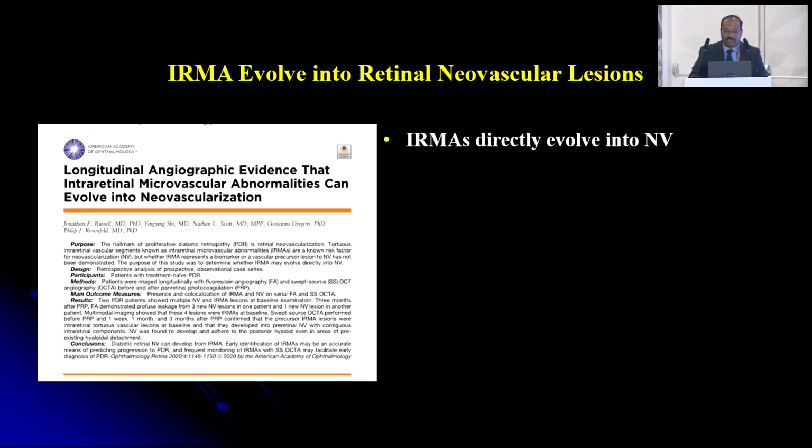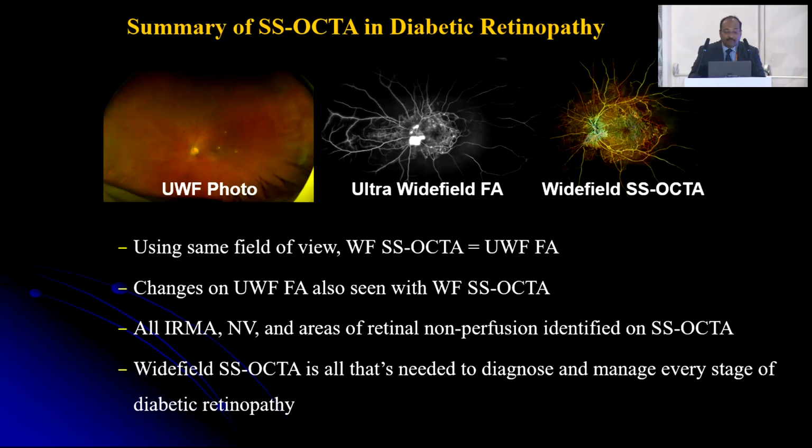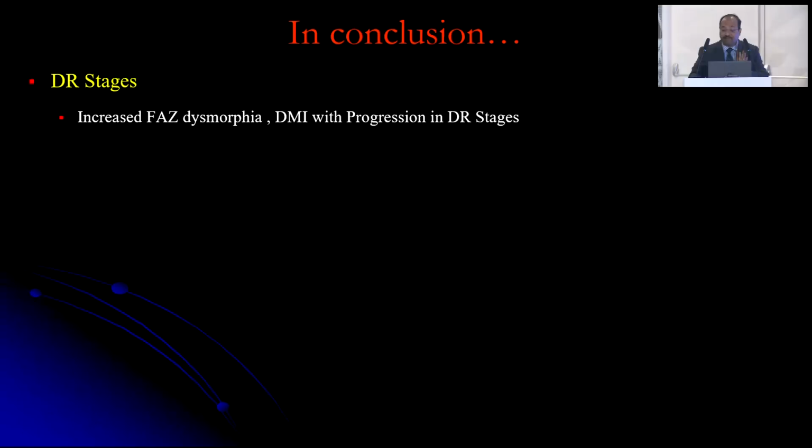So that's also a way. IRMA can evolve into retinal neovascular lesions, as the Rosenfeld group showed us, can directly evolve. Wide field SS OCTA can detect early, and you can frequently monitor IRMAs and NVs. In summary, using the same field of view, wide field swept OCTA was quite similar to ultra wide field fluorescein angiography, and changes were well seen on wide field swept OCTA, and IRMAs, NVs, and areas of retinal non-perfusion can be identified on SS OCTA.